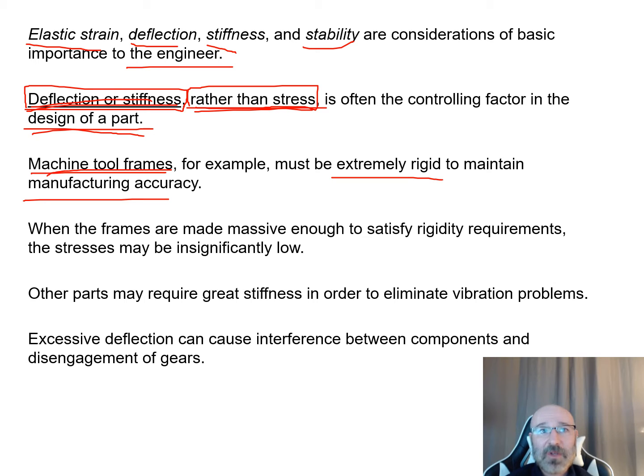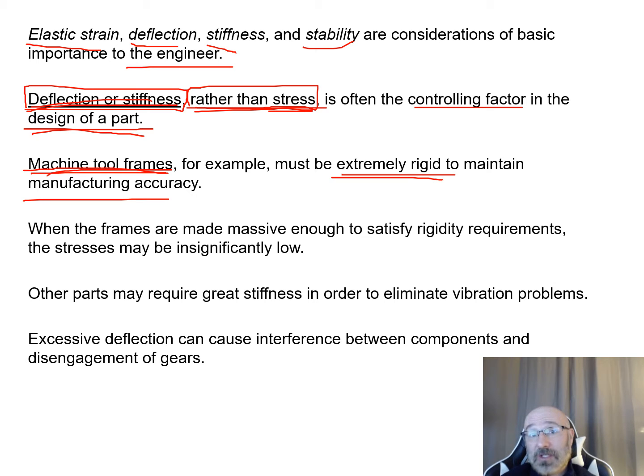That's something that we really need to consider as part of the design of our project or part, and why this is a controlling factor, especially for something like this where it is crucially important that it does not move at all. It does not deflect. It does not deform at all. It needs to be extremely rigid. So that's just one example of why deflection as a measurement and as an output might be more important than our stresses.